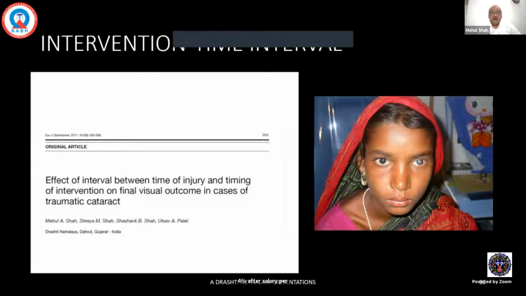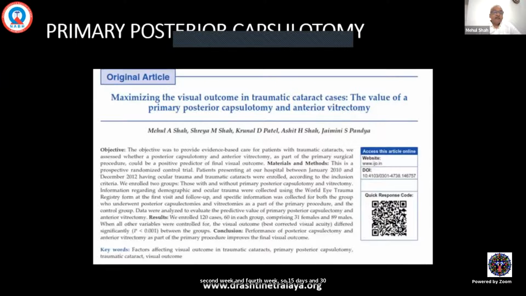Another important study is the timing of intervention. It is a very common understanding that sooner is better. But we always operate in 2 stages: first the repair, and then the second stage, the cataract surgery. We found that operating on the cataract between the 2nd week and 4th week, so 15 days to 30 days, gave the best outcome. As I said, we published this in IJO: maximizing visual outcome in traumatic cases, the value of primary posterior capsulotomy and anterior vitrectomy.